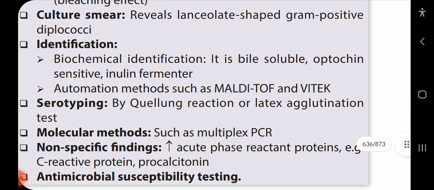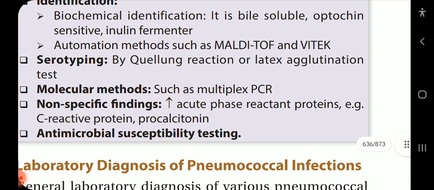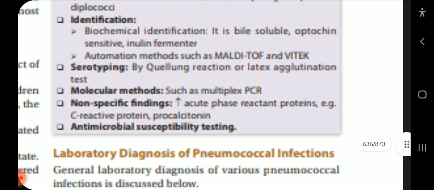Identification: biochemical identification is bile-soluble, optochin-sensitive, inulin fermenter. Automation methods such as MALDI-TOF and Vitek. Serotyping by Quellung reaction or latex agglutination test. Molecular methods such as multiplex PCR. Non-specific findings: increased acute phase reactant proteins, for example C-reactive protein and procalcitonin, and antimicrobial susceptibility testing, of course, can be done.